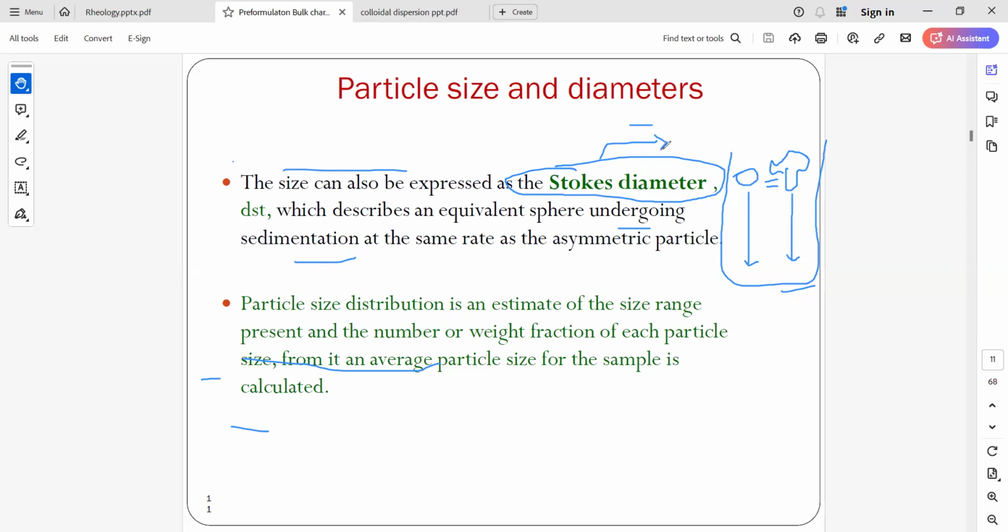Simply, they are saying that they sediment with the same rate. The rate of sedimentation is equivalent, so that is known as Stokes diameter. As I have discussed here, it is written sedimentation rate is same. Okay, and through which method can we get Stokes diameter? Through which method? Yes, Anderson pipette.